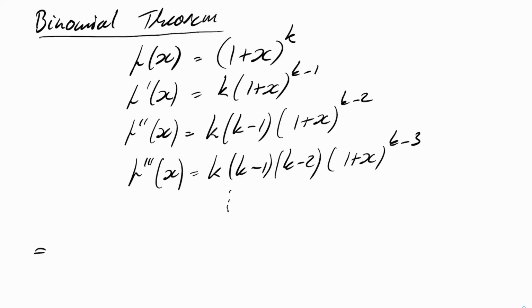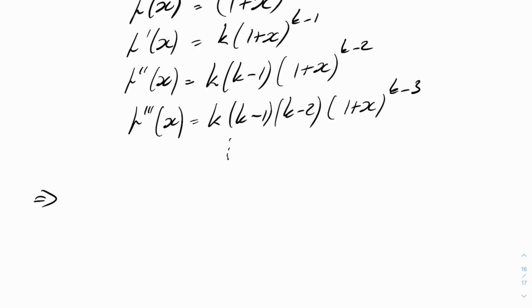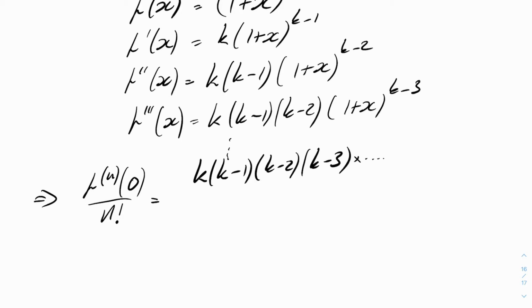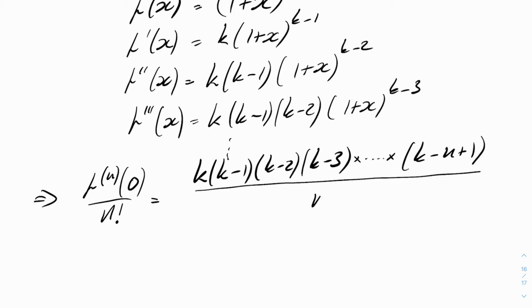In this case, if we want to form the coefficients that we need for the Maclaurin expansion, what we need is the nth derivative at x equals 0 over n factorial. And this we can see by inspection: we're going to get on the numerator k times k minus 1 times k minus 2 times k minus 3 all the way to k minus n plus 1. And again we can see that by comparing. For the third derivative we go down to k minus 2.